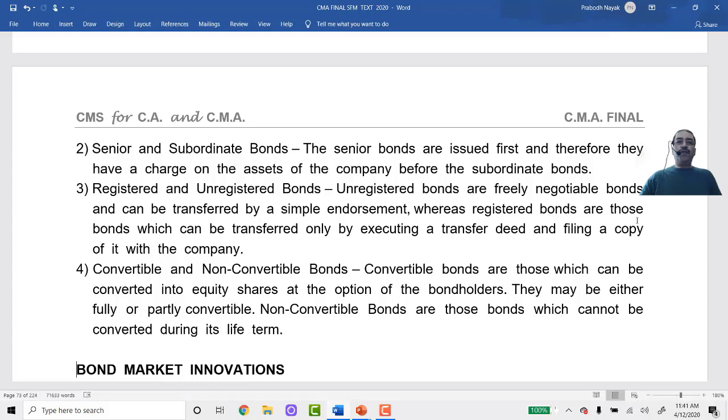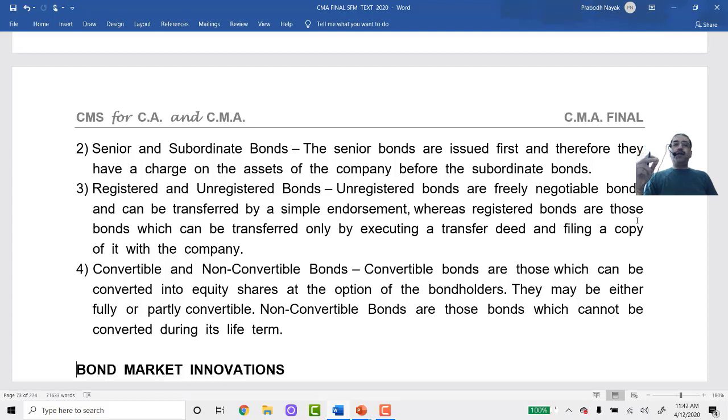Normally, sometimes students have this difficulty. Okay, sir, what is the meaning of senior and subordinate bonds? Sometimes a bond is secured against, let us say, plant and machinery. Value of the plant and machinery is 1 crore. Bond is of 40 lakhs. So a bond of 40 lakhs is issued against the security of plant and machinery of 1 crore. After some time, the company comes out with another bond issued against the same plant and machinery.